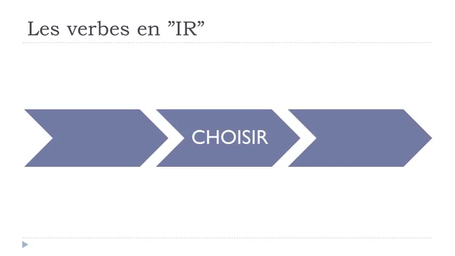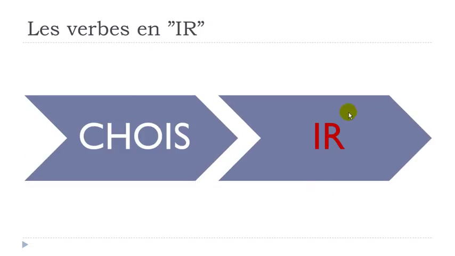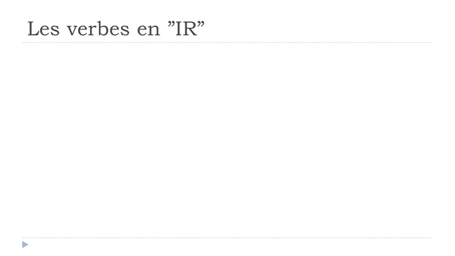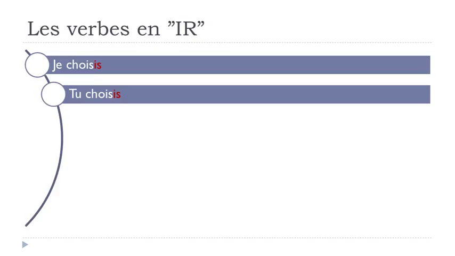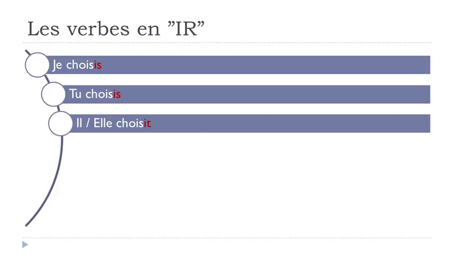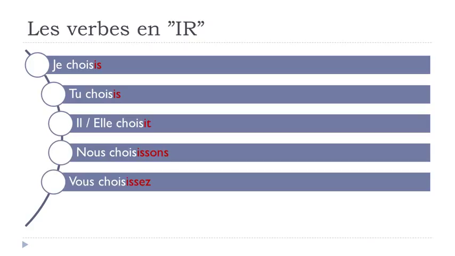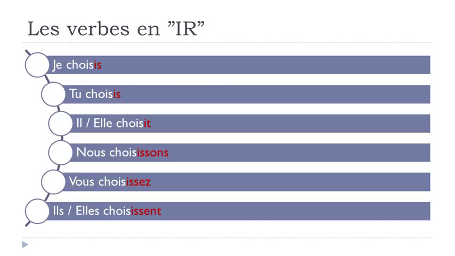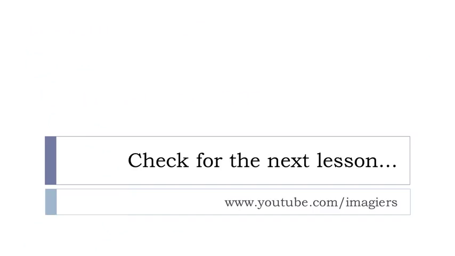Let's take choisir, third example. You spot it ending with IR here. Choisir means to choose, okay? Then, same way. Je choisis, tu choisis, il choisit, elle choisit, nous choisissons, vous choisissez, ils choisissent, elles choisissent. Okay, that's it. So these verbs from the second group in the present are not really difficult to conjugate. You just need to remember the endings, okay?